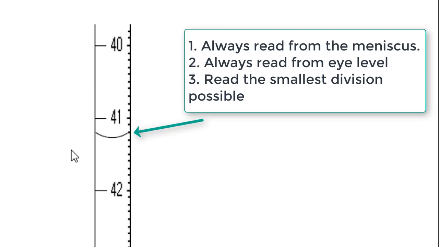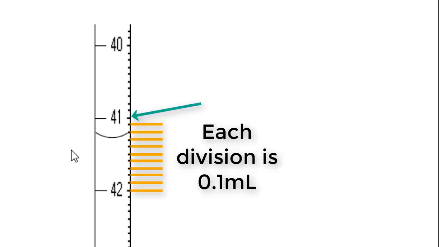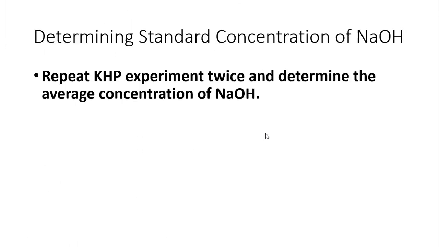So we can accurately say that this is about 41.25 milliliters, right? Because the 41 is here, and then there's 0.1 per every gradation. And so you can see the meniscus is about halfway between the second and the third gradation. So we can say it's about 41.25. All right. So we're going to repeat the KHP experiment twice and then determine the average concentration of sodium hydroxide.